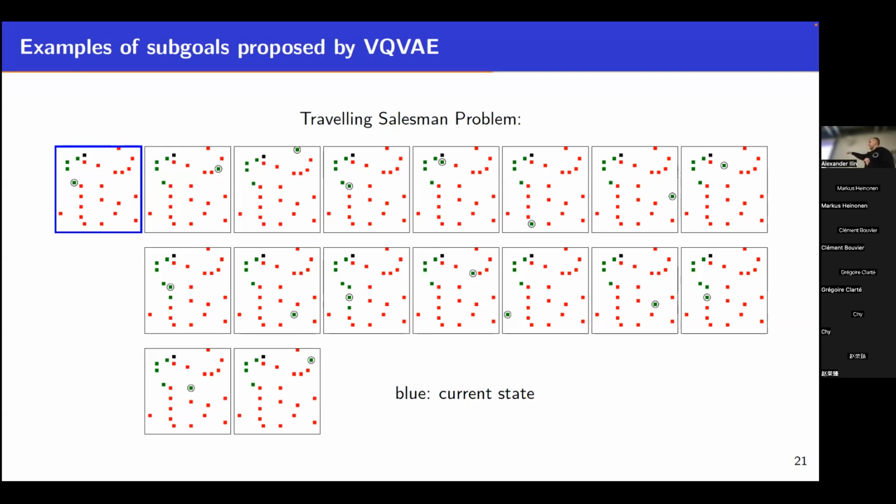I must say that in this particular environment, there were two modes, two solutions that our segmenter agent was finding. This was one solution that has a very nice interpretation. There was another solution where the agent was just next to the next unvisited city, so one step before. But the VQ-VAE was able to generate those subgoals nicely, and we could do planning, even though the interpretation was not as good as here. The method still works.